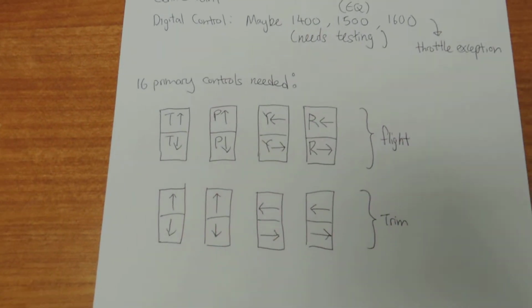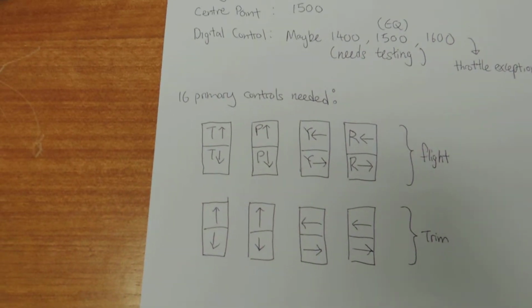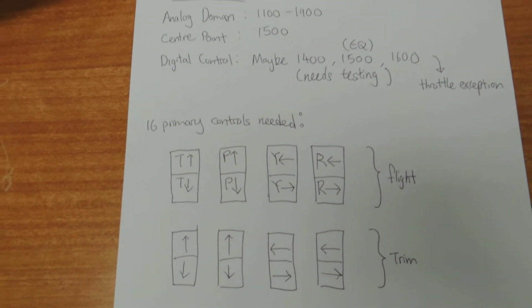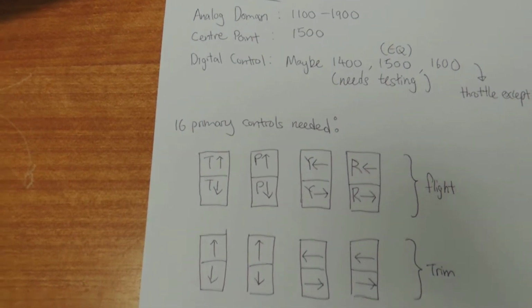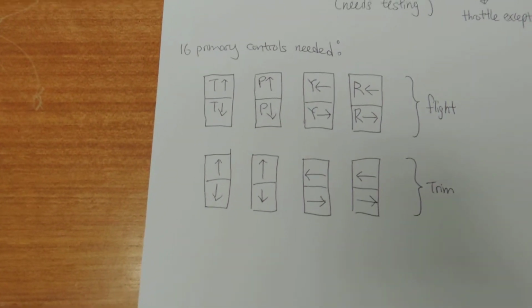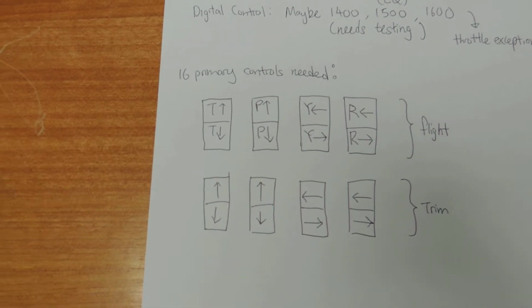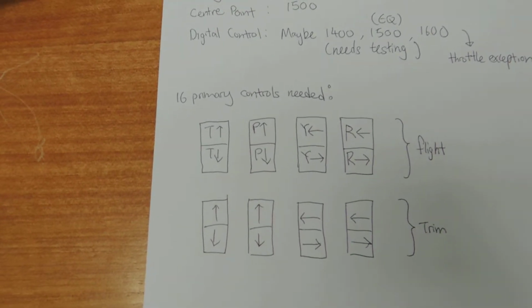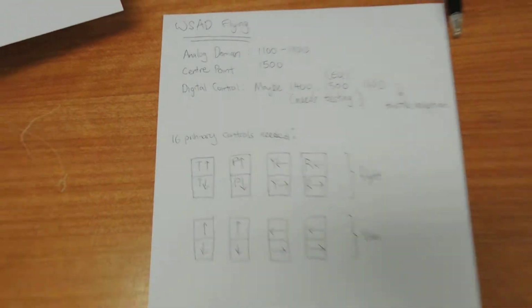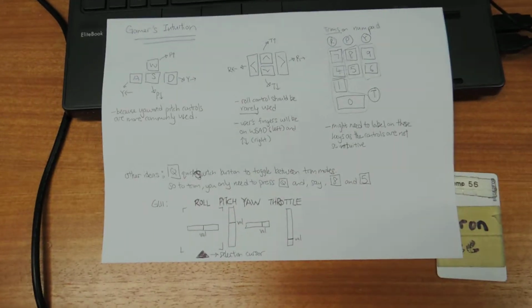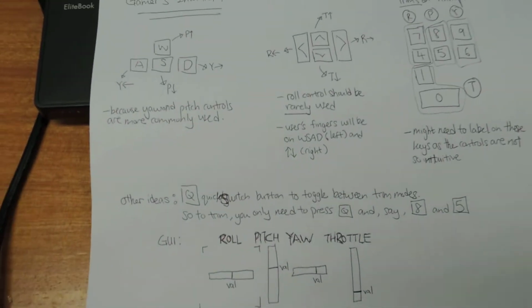So what we need is to actually program a minimum of 16 keys, because for the flight controller you have 8 keys that you will need, and for the trimming, which is the adjustment part for the flight controllers, you have 8 more keys. So a total of 16 primary controls are needed. And we have actually come up with 2 variations of how the keyboard should be programmed.